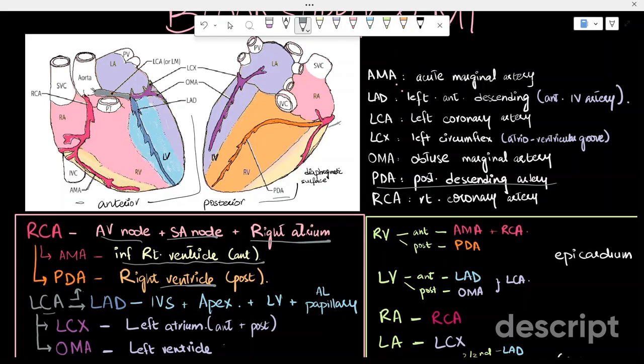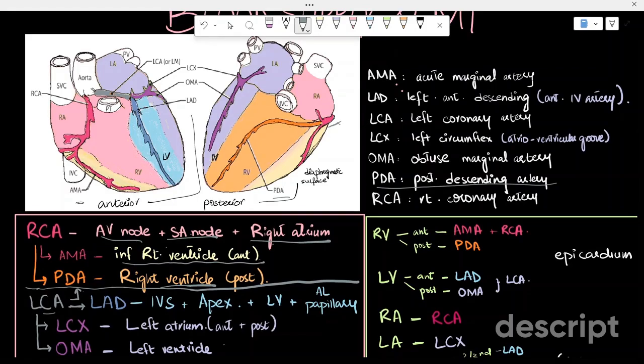Anterior part is supplied by right coronary artery and acute marginal artery, also known as right marginal artery. So this was all for right coronary artery. It supplies the AV node, SA node, right atrium, right ventricle, inferior wall of right ventricle through different arteries.